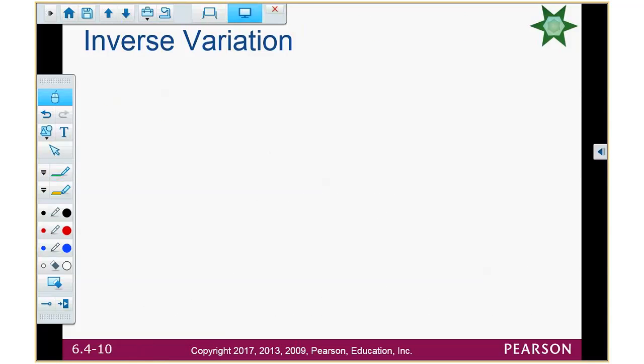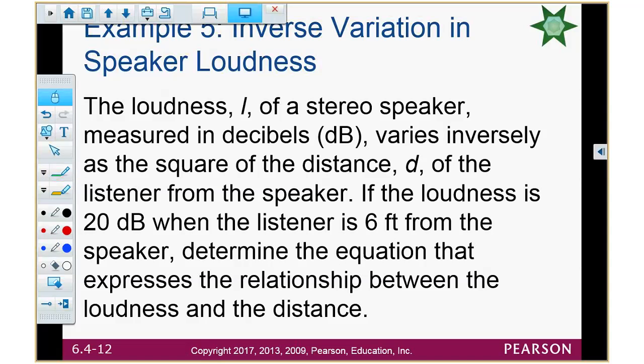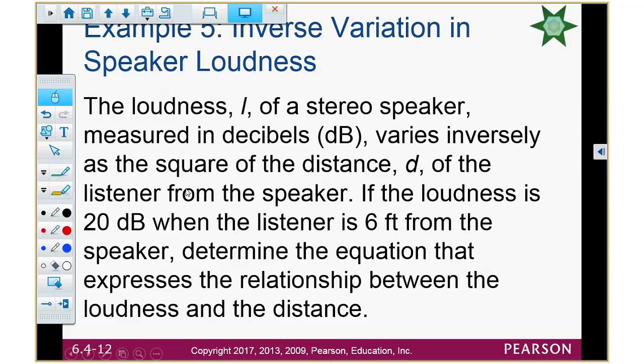All right, here's an inverse. Let's see. All right, the loudness. The loudness L of a stereo speaker, measured in decibels, you don't know about that, varies inversely as the square of the distance. What did I say square of the distance meant? D to the second power, yes. Thank you for the interaction, I appreciate that. Four people interacting out of 13.